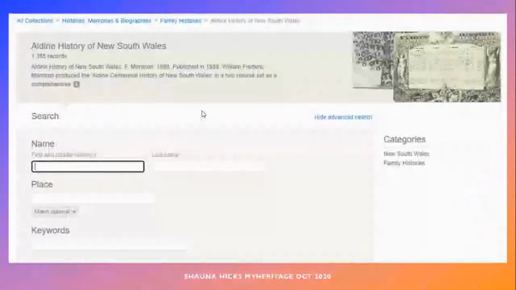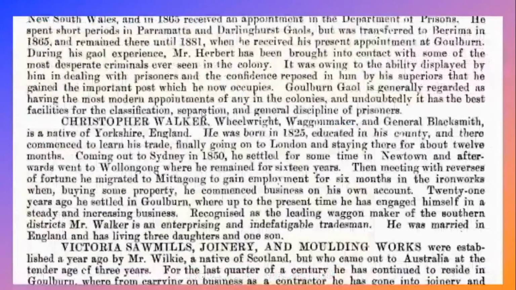Aldine histories are very similar to the cyclopedias. And the example I've got here is New South Wales. So depending on what state colony you're researching, have a look for these published resources. Again, you've got the same type of thing. You will find that there are mini biographies of people. The example here is a wheelwright, wagon maker, and general blacksmith. And you wouldn't think perhaps that a blacksmith would make this publication, but he might have been well known in the area, and it's incredible information you may not find elsewhere.